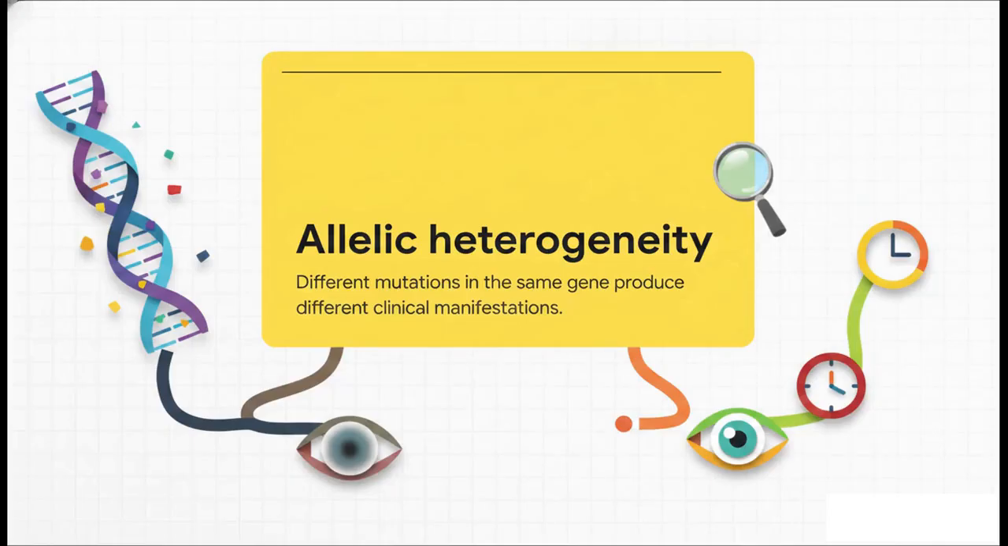This complexity is perfectly illustrated by a concept called allelic heterogeneity. That's basically when different mutations living inside the exact same gene produce entirely different clinical manifestations. So, two patients with a mutation in the exact same gene might experience drastically different realities. We're talking different ages of onset, varying disease severity, and completely different rates of vision loss progression. It's like a giant puzzle.